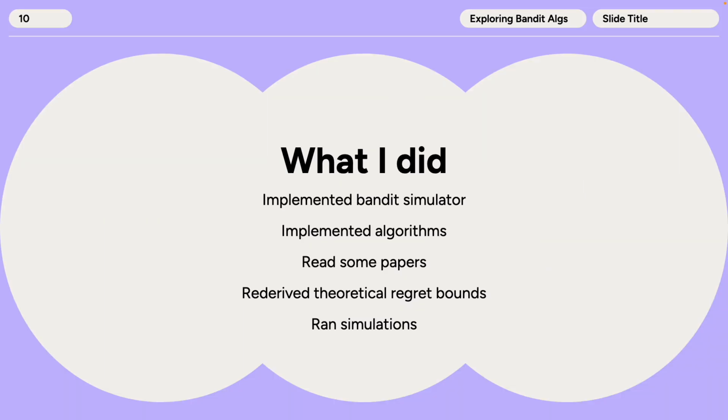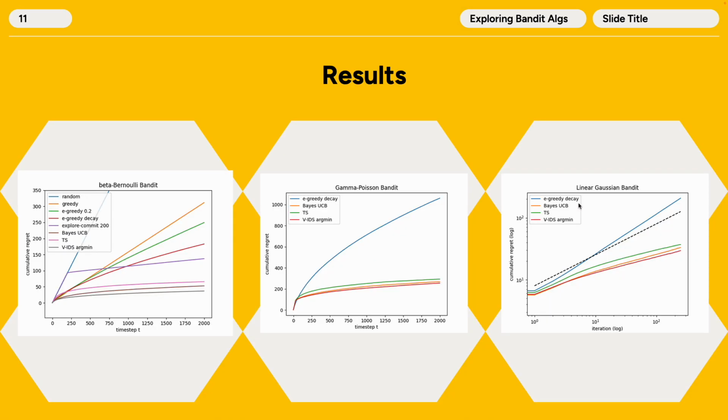So, as a summary of what exactly I did in this project, I implemented my own bandit simulator from scratch. I implemented all of the algorithms I mentioned before. I read a lot of the papers for the algorithms and tried to understand their theoretical results. I tried to work out some of the proofs on my own with varying success. And finally, I ran a bunch of simulations. Here are some of the results from those simulations.